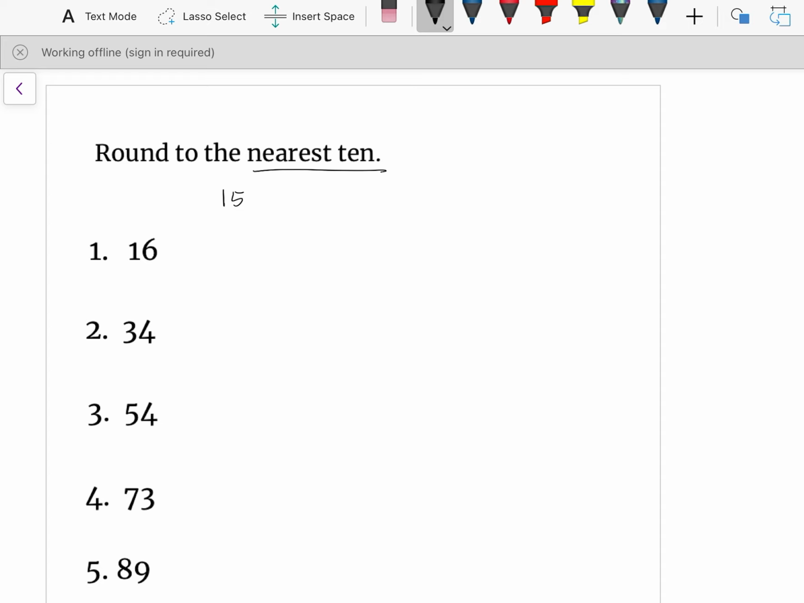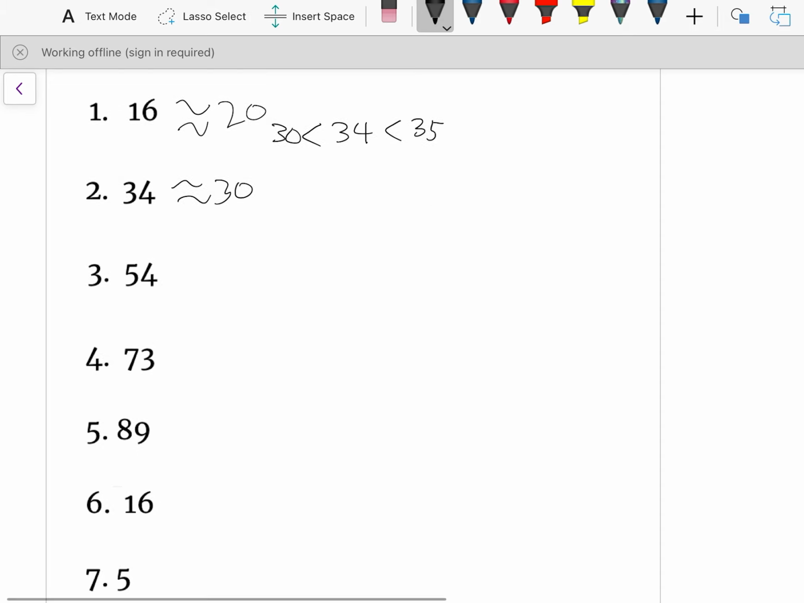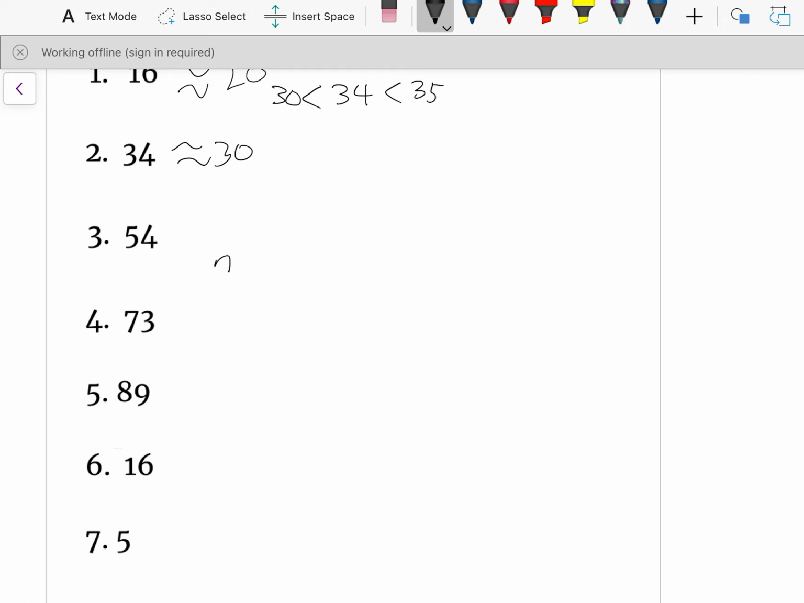So for number 1, it's 16, but we know that it's greater than 15, so we're gonna put it as 20. Number 2, it's 34, so 34 is less than 35, but it's greater than 30. So we're gonna put it as 30 because it's closer to 30 than it is to 40. And for number 4, it's 73. Same thing again, it's less than 75, but it's closer to 70, so we're gonna round to 70.